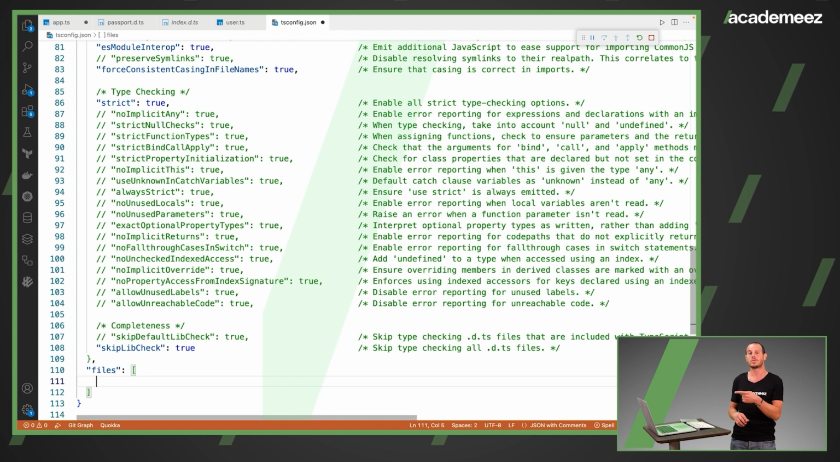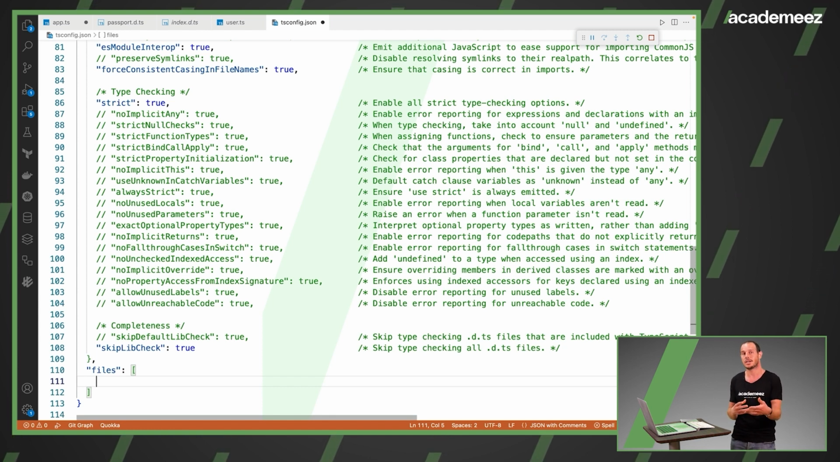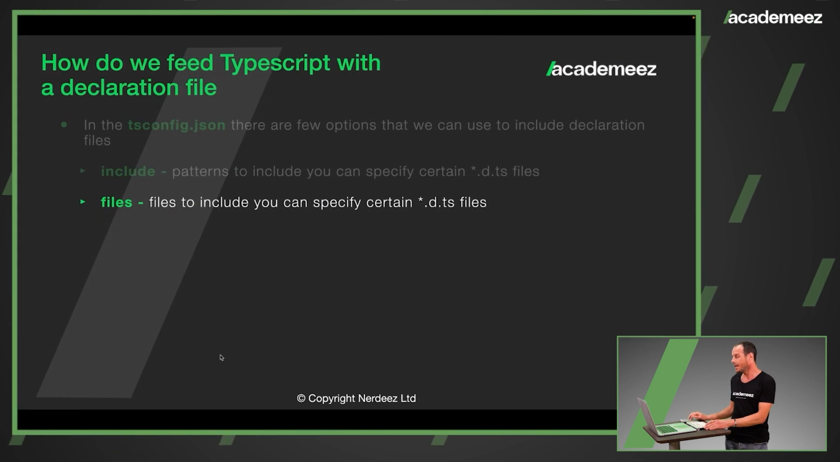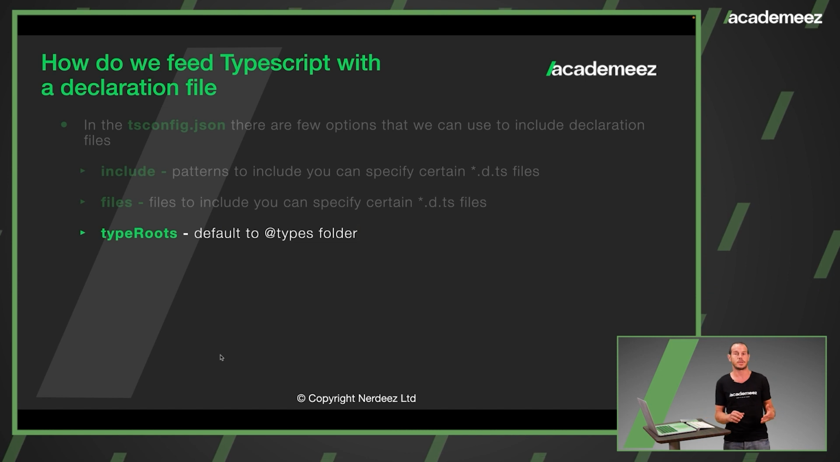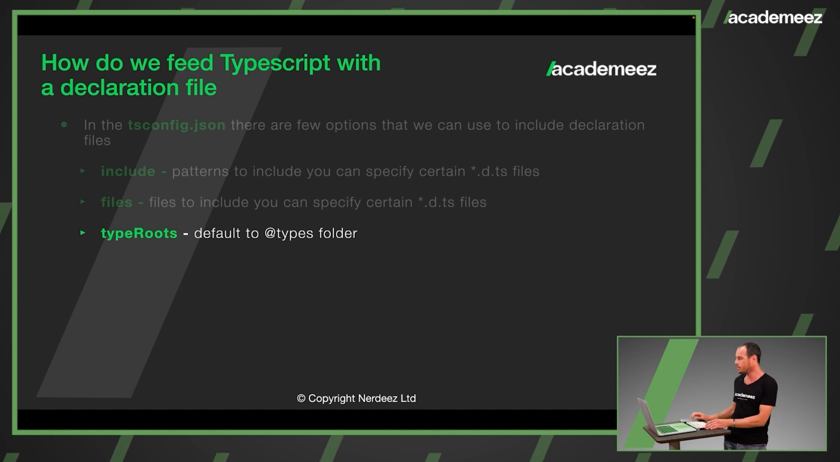And in here, you can also specify declaration files. So add all the TS files and declaration files, and TypeScript will include those declaration files and files. Another option that we have is type roots. Again, we didn't specify anything in the type roots.